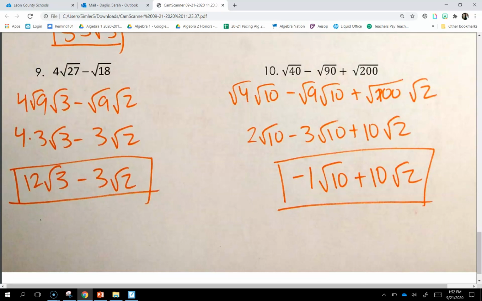They are different radicals, because one is square root 3, one is square root 2. Their radicands do not match. That's as far as that one goes.